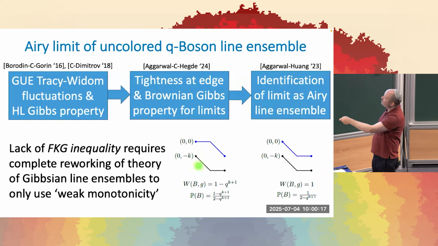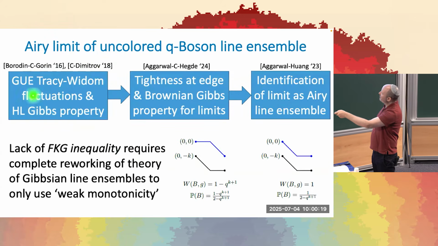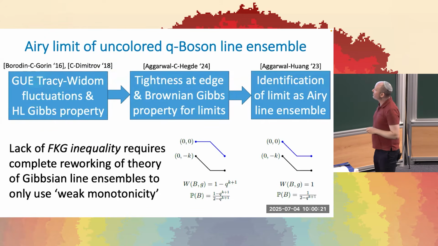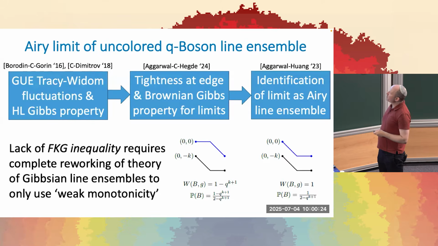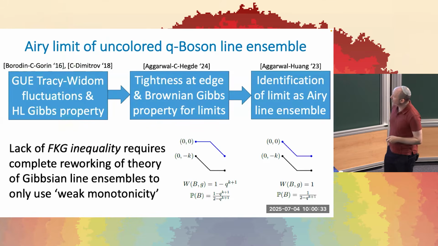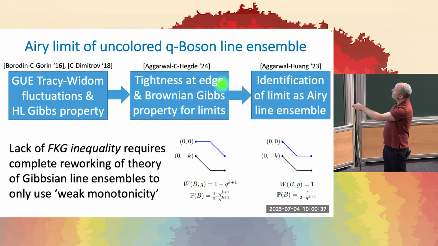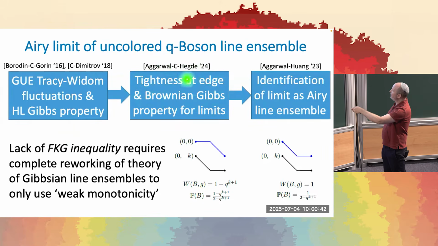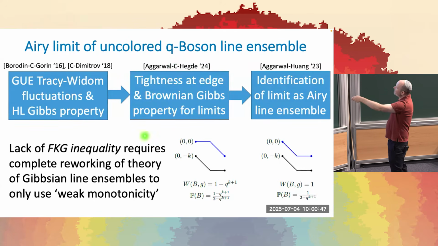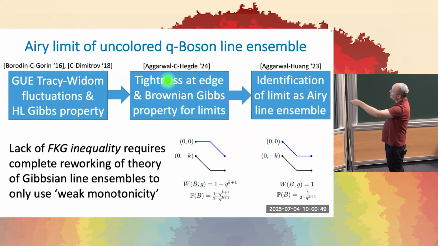And so the way that you basically proceed is in the following way. You first show that as the size of the system goes to infinity, for the top part of this line ensemble, you have a GUE Tracy-Widom fluctuation, and you have this Hall-Littlewood-Gibbs property, or this q-boson-Gibbs property I was just describing. Then you need to show that somehow at the edge of the ensemble, things behave in the correct scale. And this takes quite a lot of work for the reason I was just explaining. And you show that any subsequential limit then has this Brownian-Gibbs property.